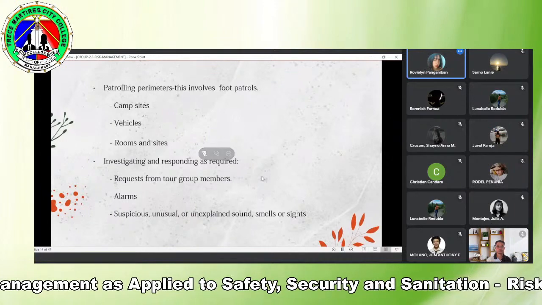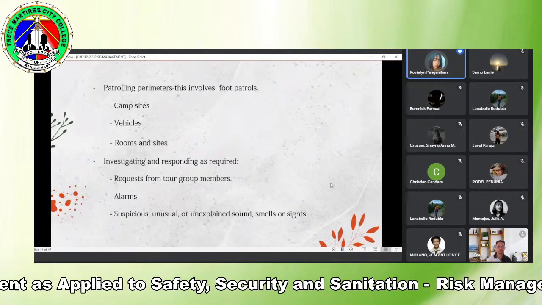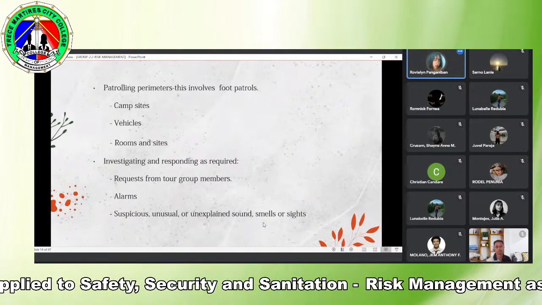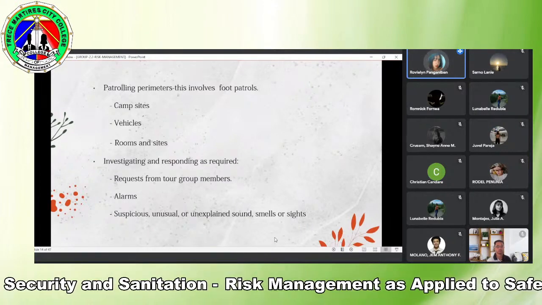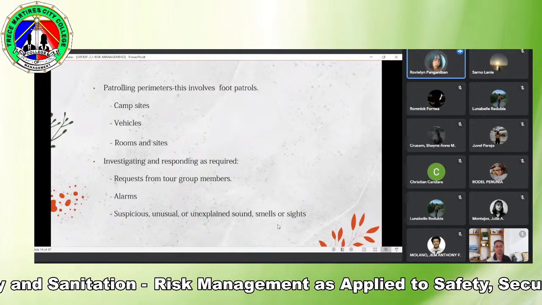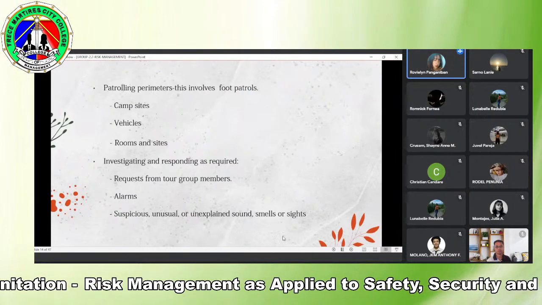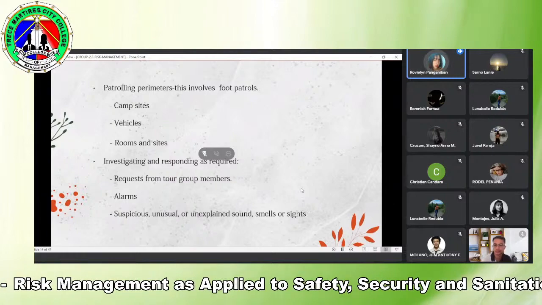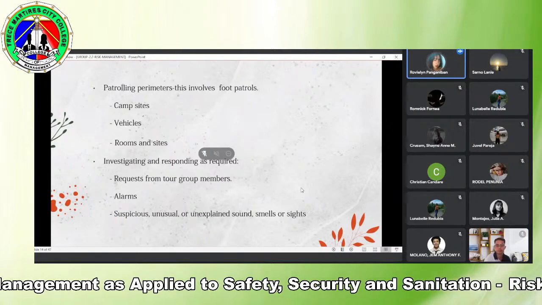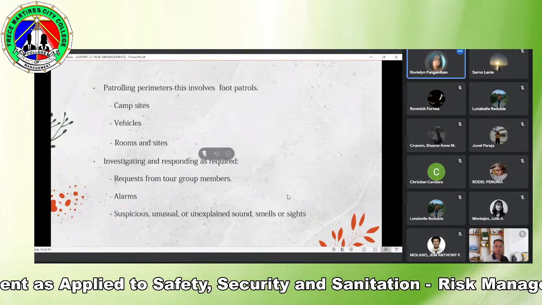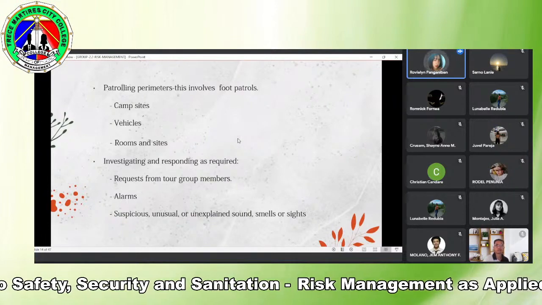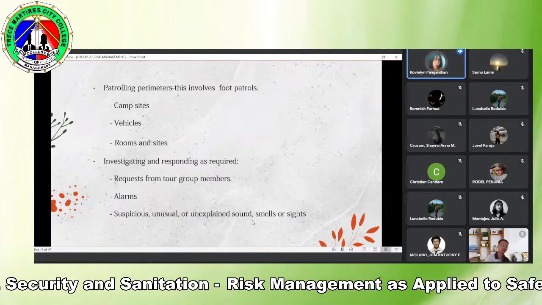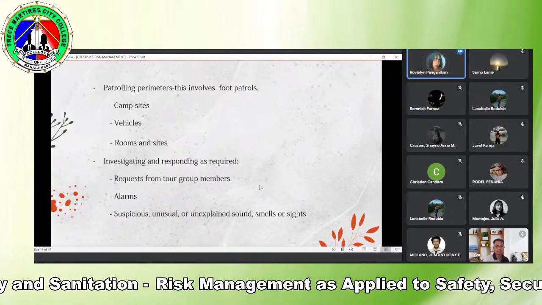And next is investigating and responding as required requests from tour groups, alarm, suspicious, unusual, or unexplained sound, smell, or sight. So yun, para pag may problema, mabilis natin malalaman or mabilis natin madidetermine yung problem at mabilis natin masosolve para maging safe ang lahat. Yun po.